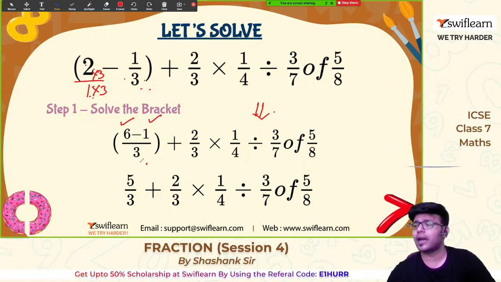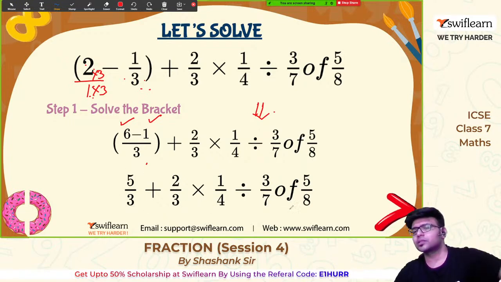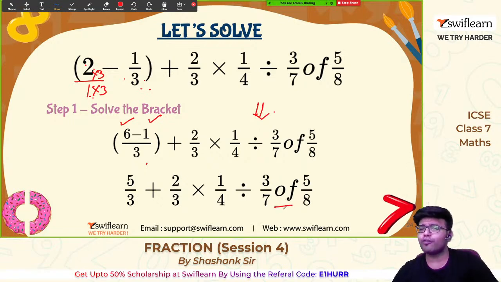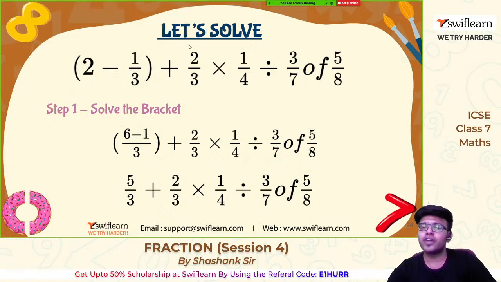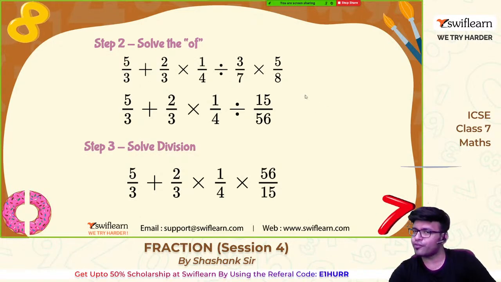Solve the first thing in the bracket. Now since we have solved it, remove the bracket. Now you will get it like this. So this into this into this into "of". See, we have "of". What I have said, if "of" is written, solve it before the division. 3 by 7 of 5 by 8 means what? 3 by 7 into 5 by 8. Can we simplify this? No, we cannot simplify. So 5 3s are 15, 7 8s are 56. So 15 by 56 is what we are going to get.